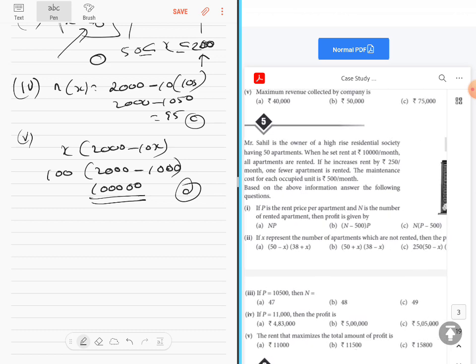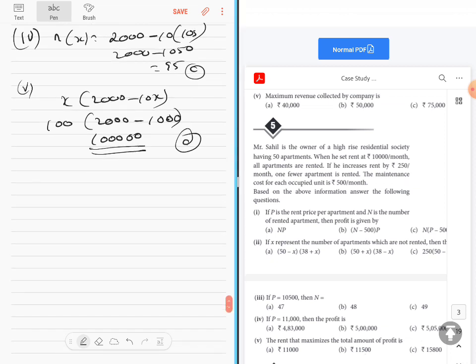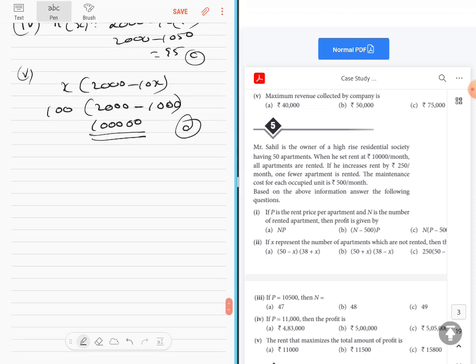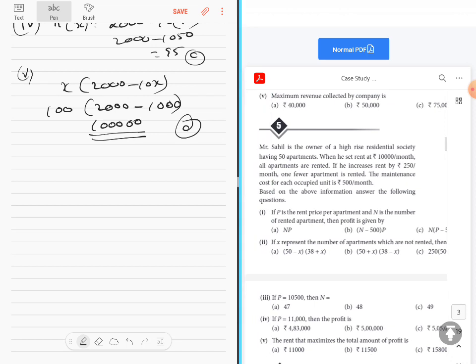One second, let me take the question properly. Now let's read the question. Mr. Sahil is the owner of a high-rise residential society having 50 apartments. When he sets rent at rupees 10,000 per month, all apartments are rented. If he increases rent, you can read the question by yourself. If it increases by 250 per month, only fewer apartments are rented. Maintenance cost is rupees 500.